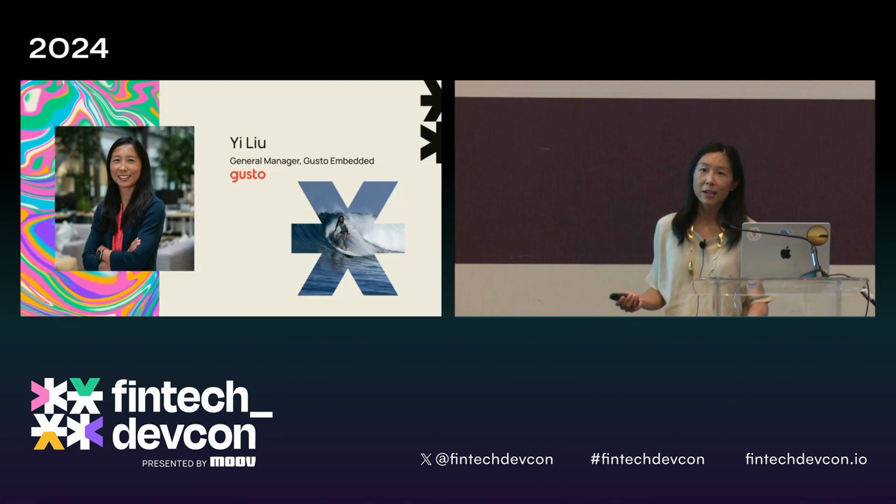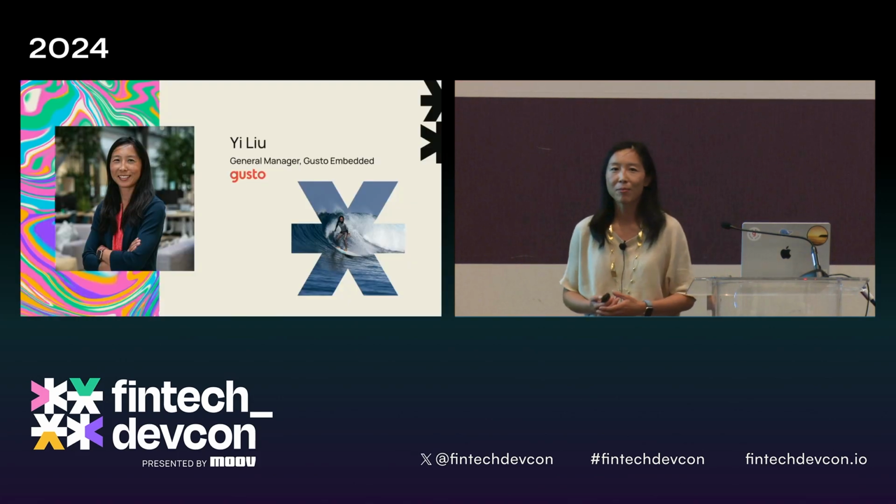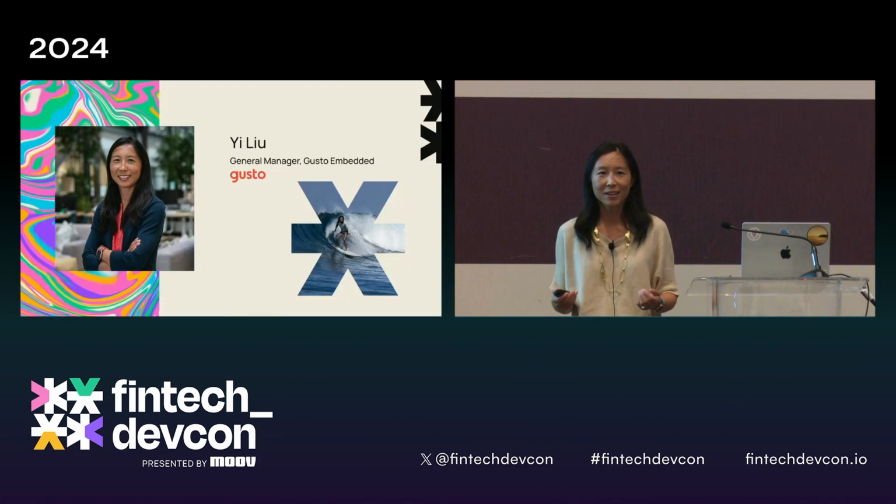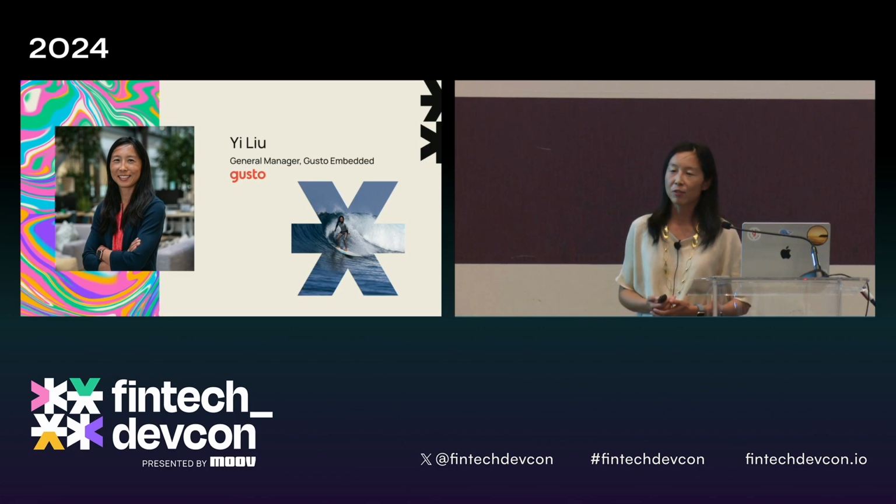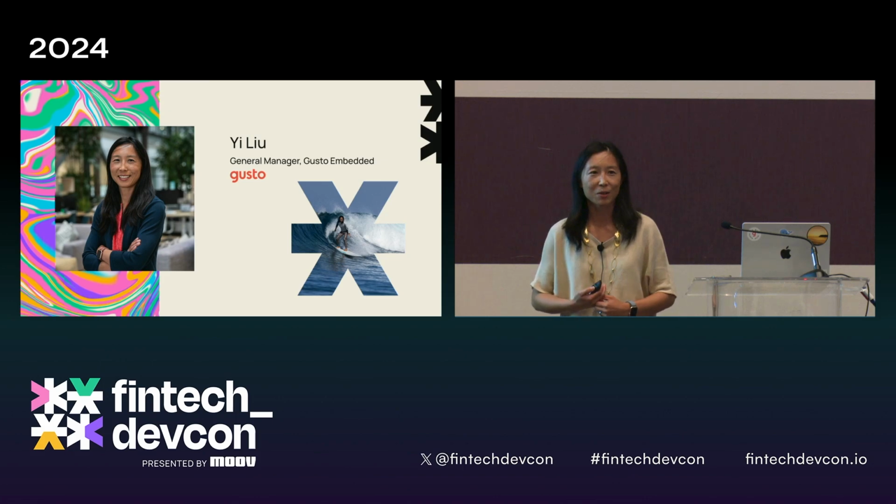Just to introduce myself, my name is Yi Liu. I am the general manager for Gusto Embedded. I'm from the Bay Area. I have two boys, ages 7 and 4. We love to go surfing in the Santa Cruz area.